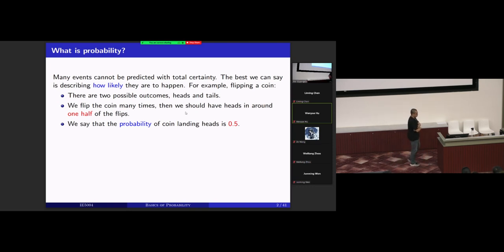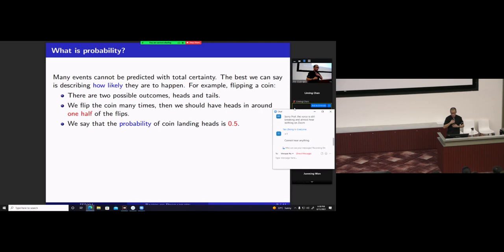You flip a coin, you know that with 50% chance you will see heads, and with 50% chance you will see the other side, which is called tails. Probably you can accept my explanation: 50% chance it will rain tomorrow. But if you think about that a bit more, you may ask me, what does it mean that with 50% chance it will rain tomorrow? What's the meaning of that?